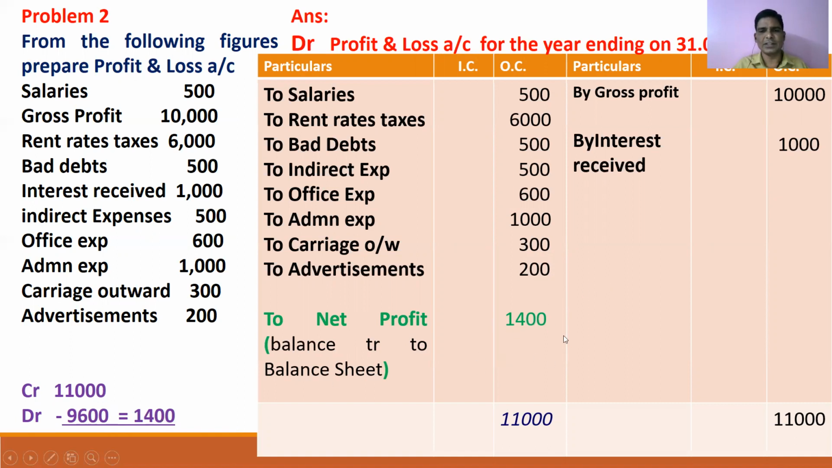To get this balance, first add 10,000 and 1,000, making 11,000. This 11,000 is taken to the debit side. 11,000 minus 9,600, we get 1,400 net profit. This 1,400 is transferred to the balance sheet. That is added to the capital account in the balance sheet. That we are going to discuss in the third video.